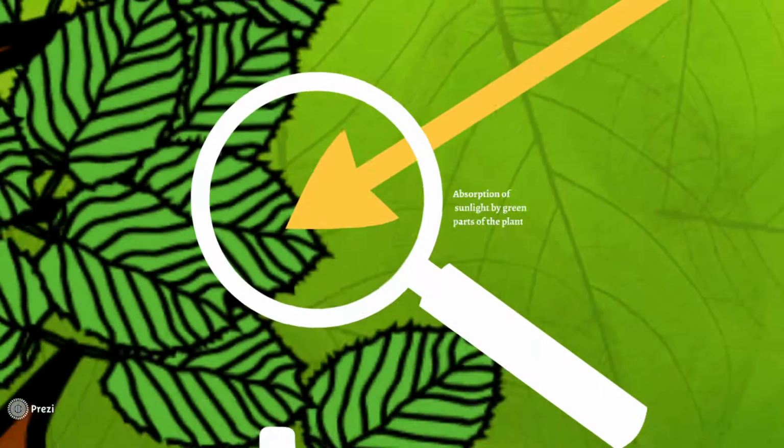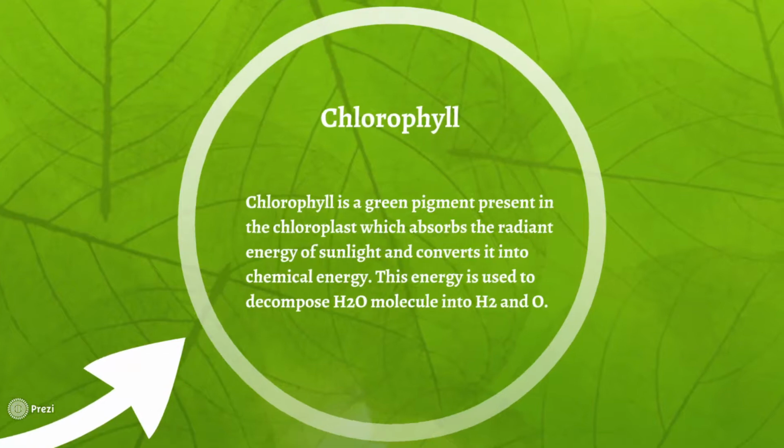So chlorophyll is a green pigment present in the chloroplast which absorbs the radiant energy of sunlight and converts it into chemical energy. This chemical energy is used to decompose water molecules into hydrogen and oxygen so that this hydrogen can reduce carbon dioxide to form carbohydrates. We should always remember that chlorophyll is always present in the green parts of the plant, and therefore absorption will take place only on those parts which are green in the plant.